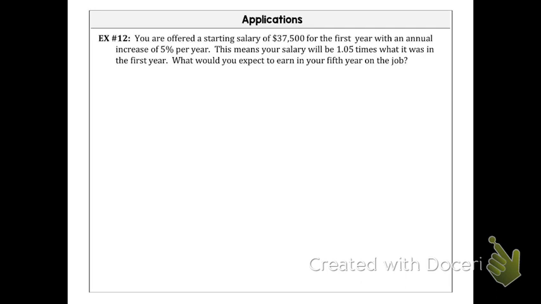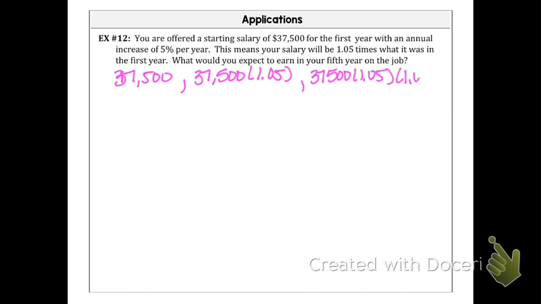All right, so our first year, we'd expect to get that $37,500. Then the second year, we would get the $37,500 times 1.05. And then the next year, we get the previous year's amount, $37,500 times 1.05 times another 1.05. And we could keep going from there. So what we see is, we can rewrite this as 37,500 times 1.05, and it's there twice.